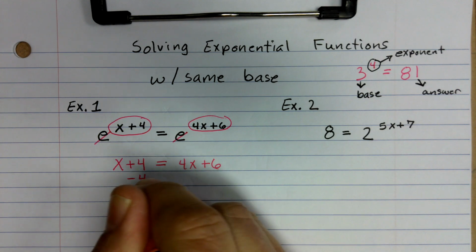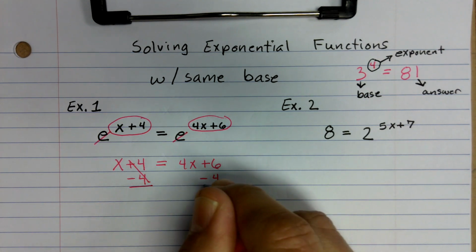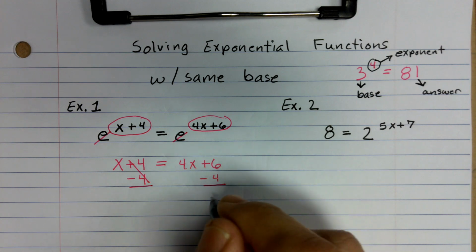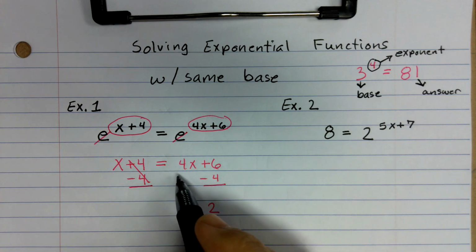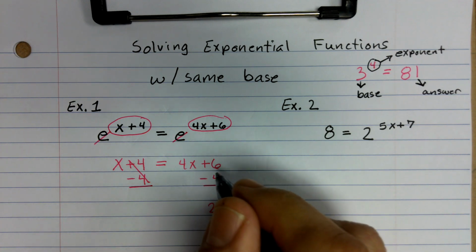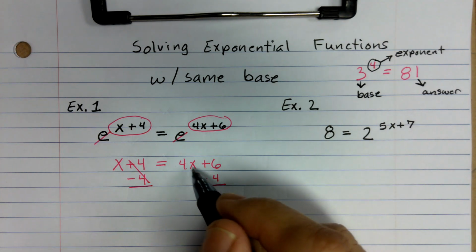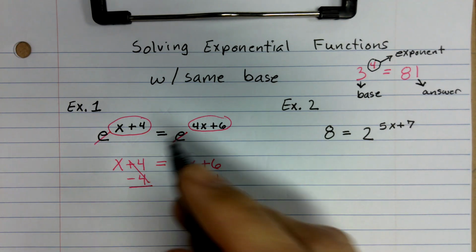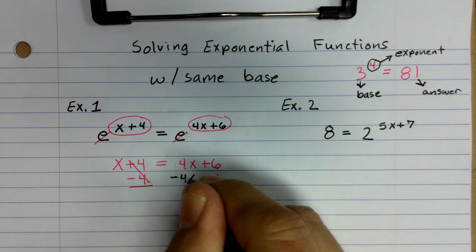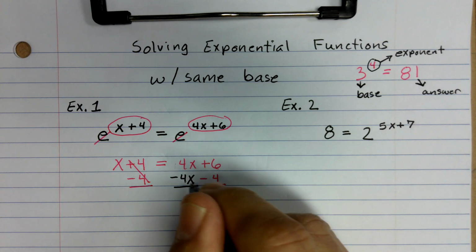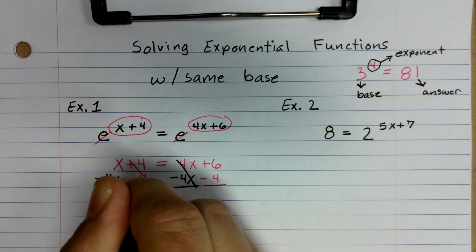So I'll just use inverse operations. 4 minus 4 is 0. Subtract 4 from this constant value, and 6 minus 4 leaves me with 2. Then I want to move my exponent over to the left. And then I want to move my variable over to the left using inverse operations. This is a positive 4x, so I'm going to subtract it. And 4x minus 4x is 0, so I'm going to cross it out. And then I'll subtract it from this left side.